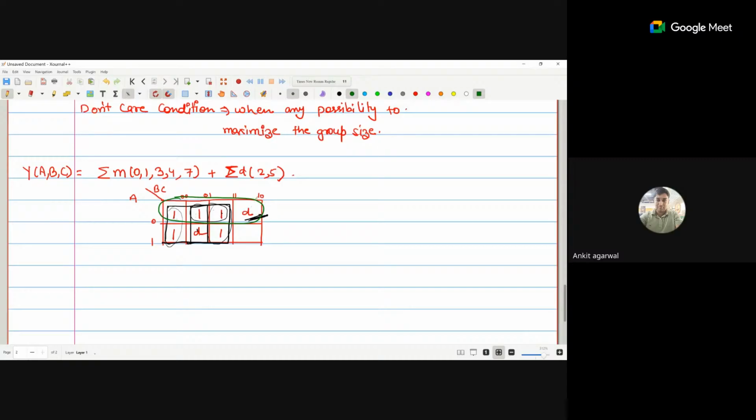So the condition is that we only consider the don't care condition where it increases the size of the group. But we can't consider the don't care condition where the number of terms will be increased. If we consider this one, in place of 2 we are getting 3 terms. So we are removing this group. No need of this group.